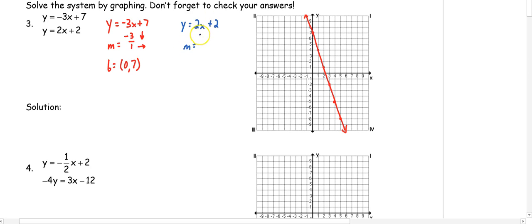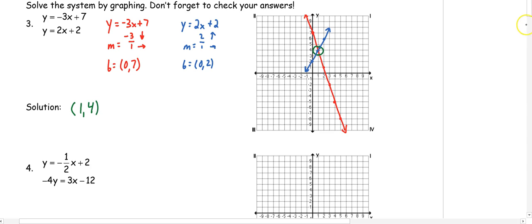In the second equation, I have y equals 2x plus 2. Here my slope is 2 over 1, and my b value is 0, 2. I'm going to go to 0, 2 on the y-axis, and use my slope: up 2, right 1. I see an intersection point, so I'm going to go one more dot so I can get a good picture of my lines crossing. Remember that your solution is always where they're intersecting, so the point where they intersect is 1, 4. You can always go back and double check your answer by putting it in the equations to make sure that they are true.